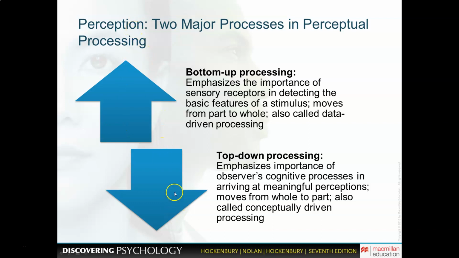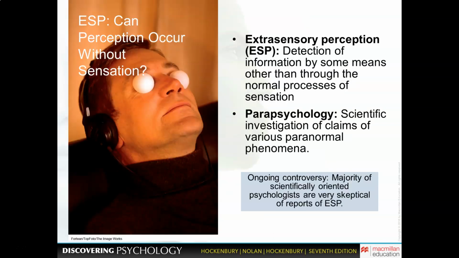But top-down processing, that actually begins in our brains. Hence, the observer's cognitive processes. That begins in the brain and then moves down toward our body. So that's why that's called top-down. It begins in the brain at the top and down into our body. And so those are two very important terms that I would like for you to definitely be familiar with.